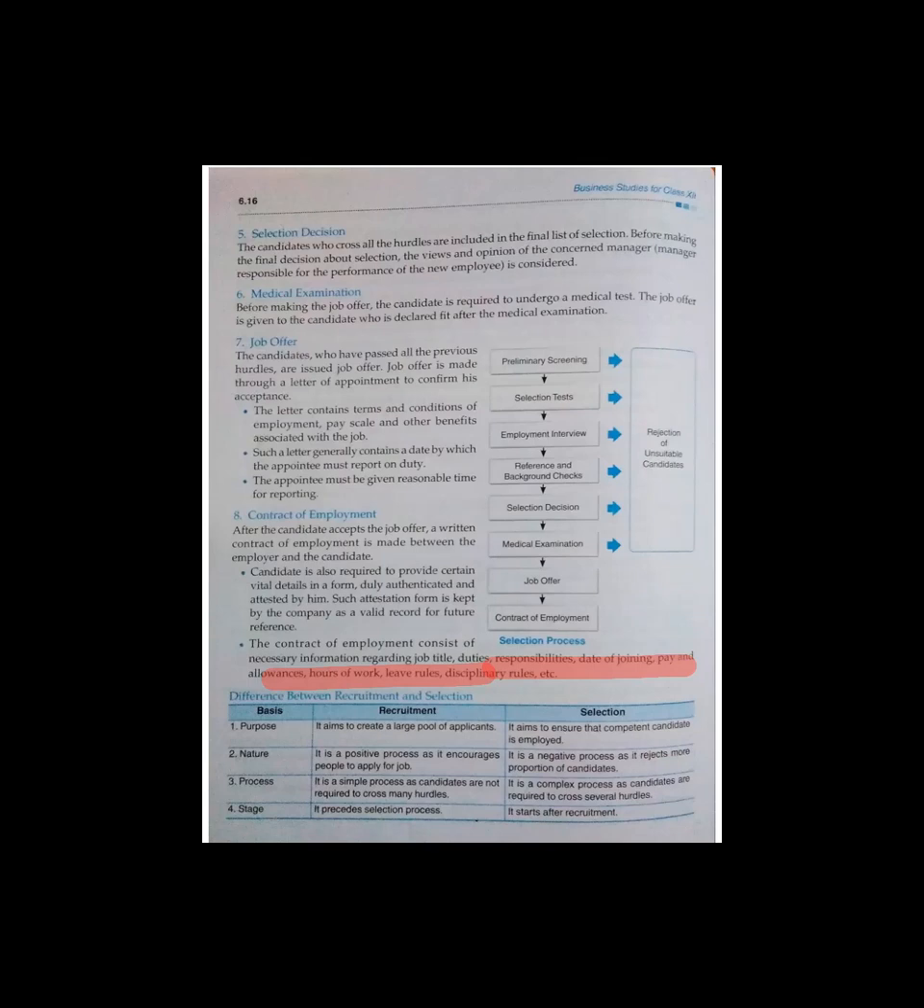Then leave rules. Okay. So how many days will he be given? Summer vacation, winter vacation, sick leave, then paid leave, annual leave. So all those things. Then disciplinary rules, discipline, so you need to maintain. He is not supposed to smoke, and if he is leaving the organization, he needs to inform 3 months early. So all the complete details, that is rules and regulations, will be mentioned in that particular agreement, and it will be duly signed by both the employer and the employee. Fine. So with this, the selection process is done.